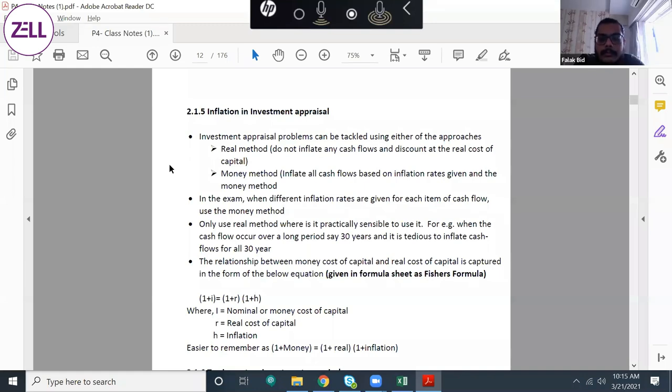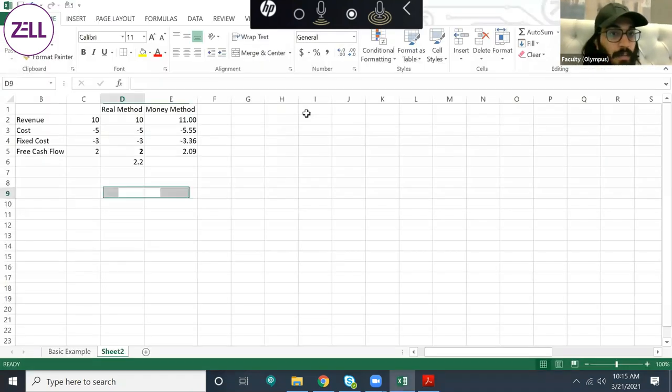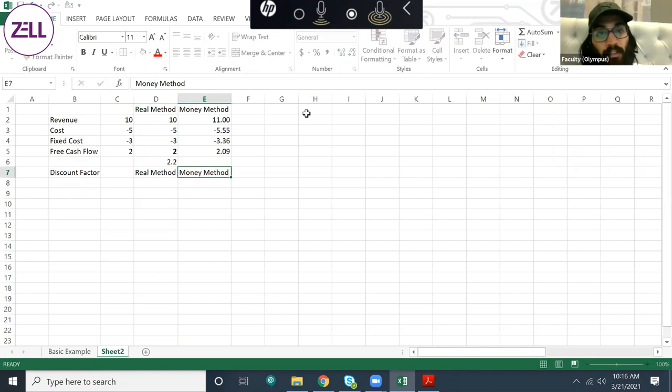Yes, sir. Okay. Now the relationship between the money cost of capital and the real cost of capital is given by Fisher's formula. Because sometimes when you're using the money method, you discount your gross margins and all, but your discount factor has to be your money cost of capital, right? After this, what comes next? The discount factor. Now, the discount factor has the interest rate component. So for real, I'll have to use the real one, and for this I'll have to use the money one.